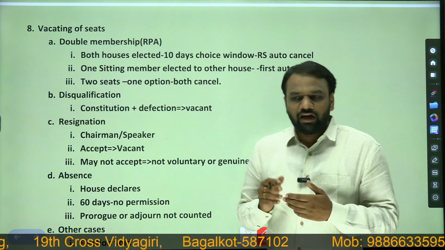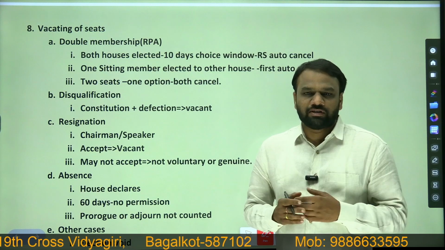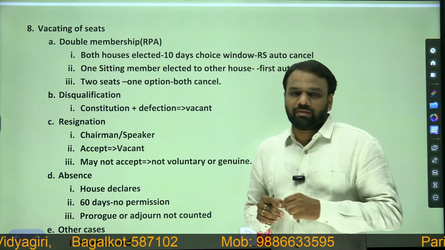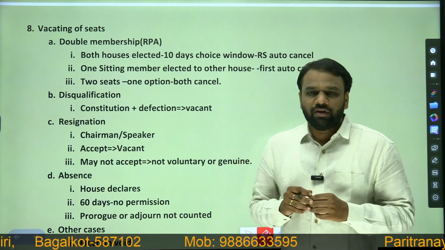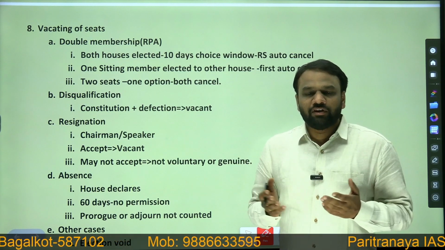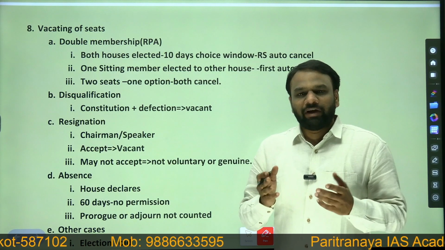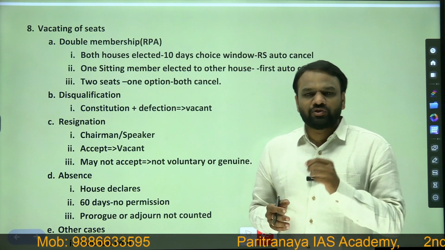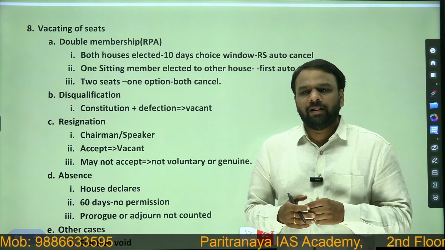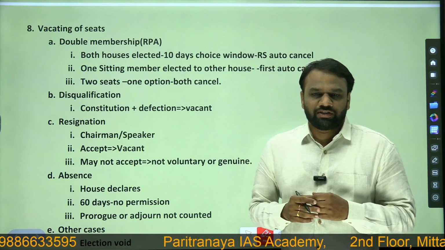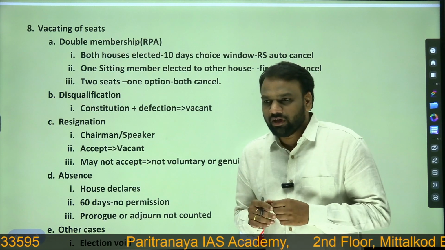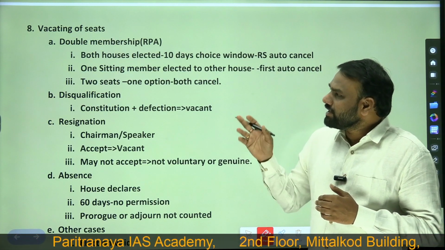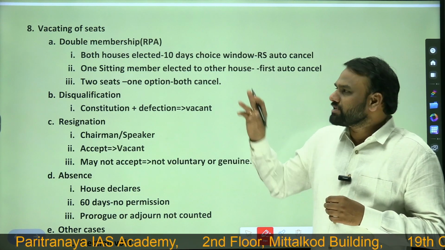Already we have seen that after 5 years, in case of Lok Sabha, all the seats will become vacant, and that we call dissolution of Lok Sabha. Whereas Rajya Sabha is a permanent house. All the seats will not become vacant at the same time. Close to 1/3 of the seats will become vacant every 2 years. But apart from this, when will a situation arise wherein the seats will become vacant? So today we shall look into it.